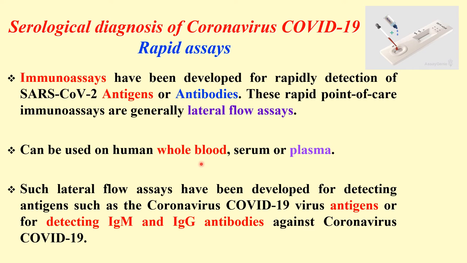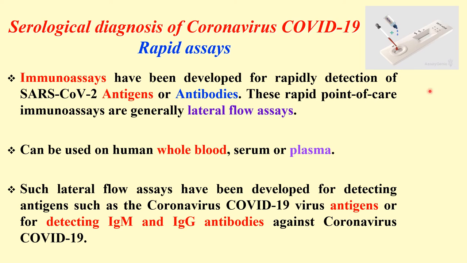Now, these rapid tests, you can perform them on human whole blood, serum, or plasma. I mentioned the lateral flow assay. What is the lateral flow assay? This lateral flow assay has been developed for detecting antigens of coronavirus COVID-19. So we can use it to detect coronavirus COVID-19 antigens or to detect IgM and IgG antibodies against the coronavirus COVID-19.